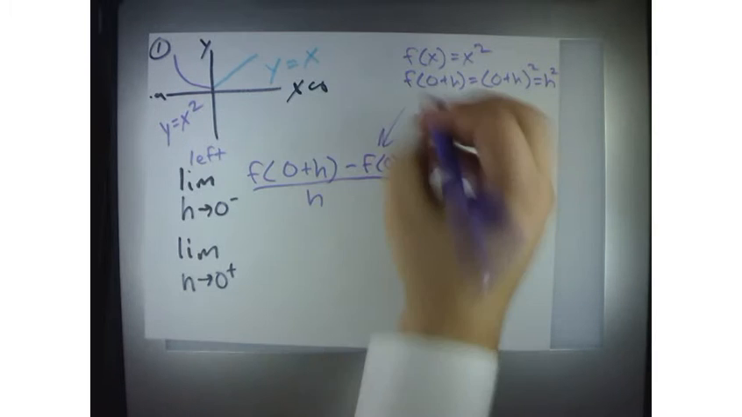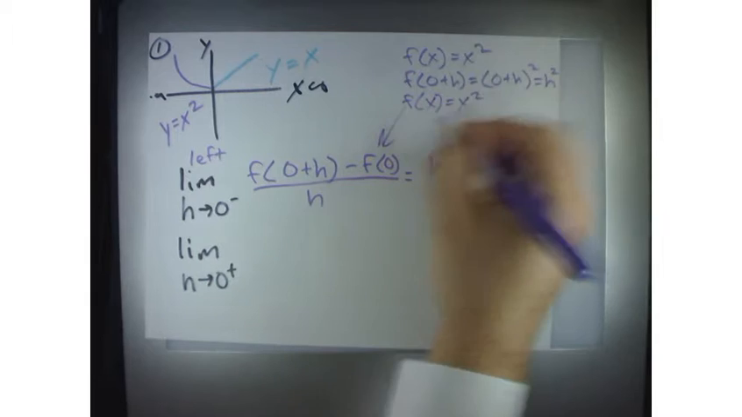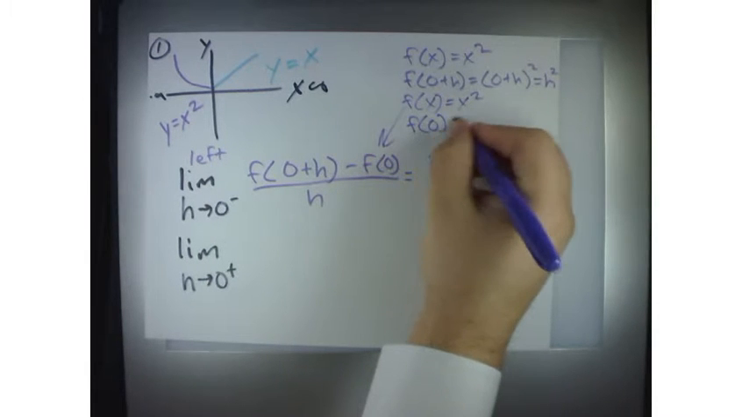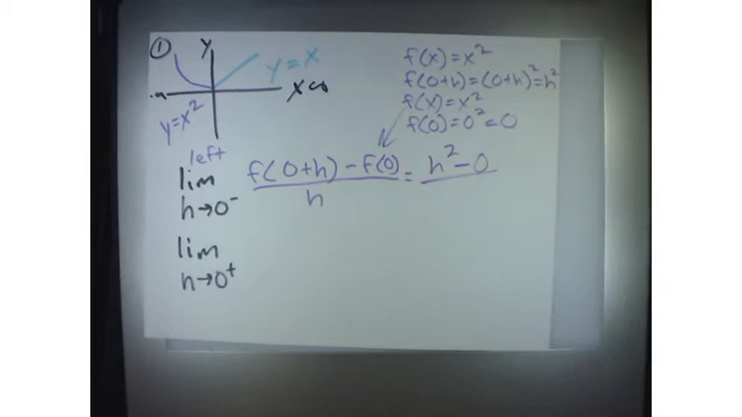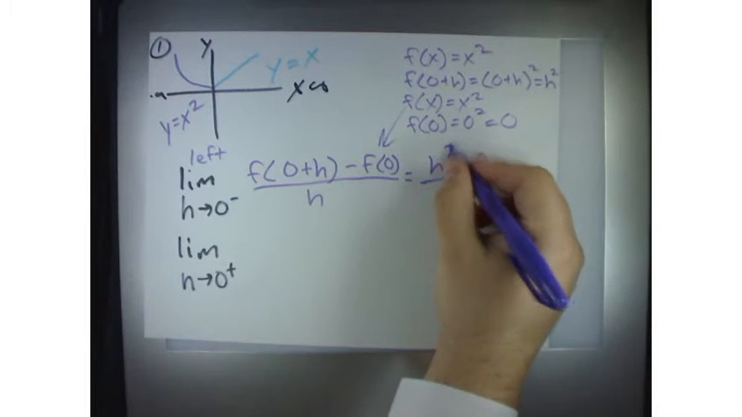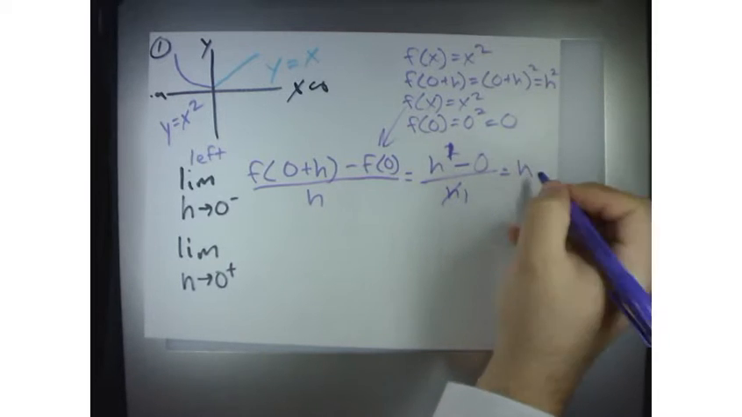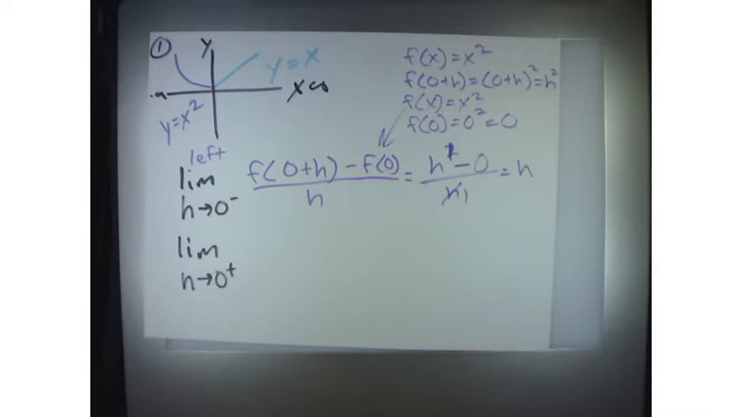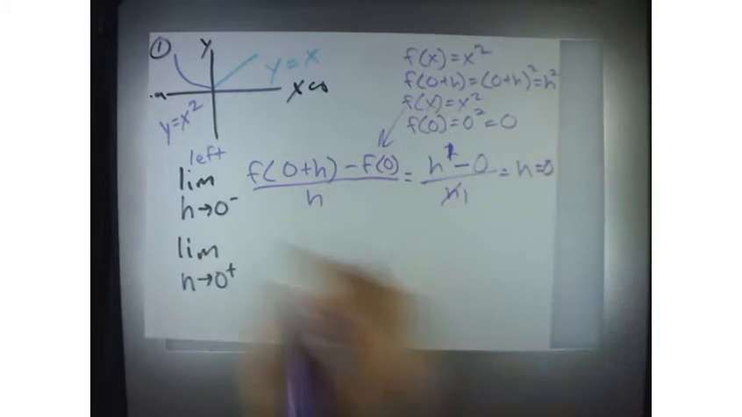So now when we say f of 0, if f of x is equal to x squared, then f of 0 would be equal to 0 squared, which is equal to 0. So that's where those terms come from. All over h. Well, one of these h's cancels with this h, and so we're left with just h. Well, what is h as h approaches 0? It's 0. So the slope on this one is just 0.